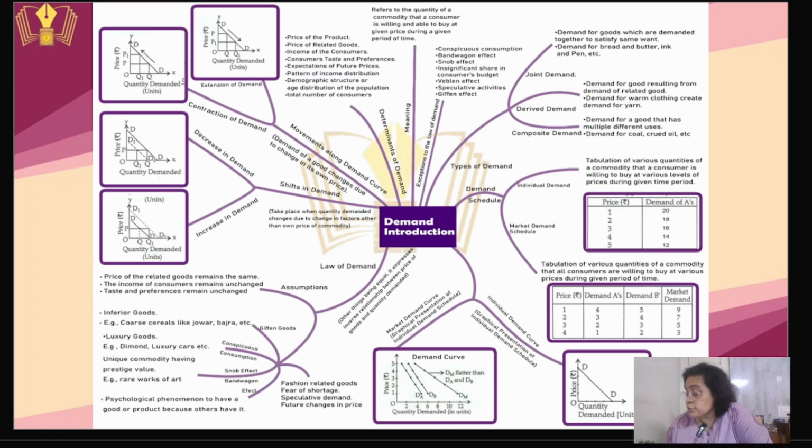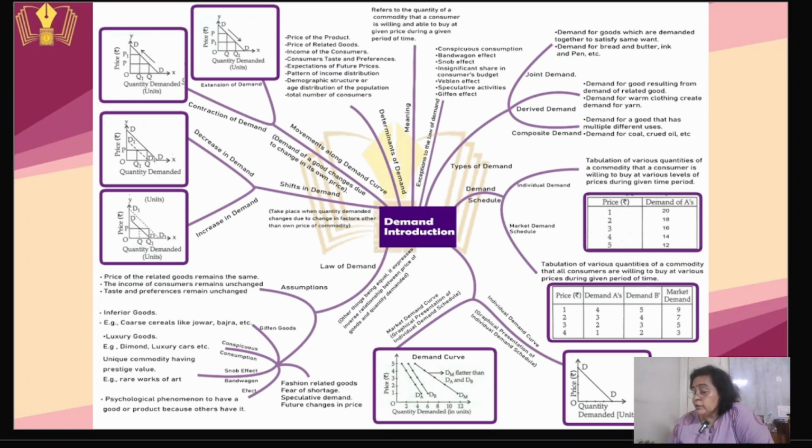When the price of this good falls, this consumer may decrease his purchase of this good in order to show that he no longer belongs to that class of poor people. Then say insignificant share in the consumer's budget. If a commodity occupies an insignificant position in the total budget of the consumer, variation in its price may leave the demand for the commodity unaffected. So salt is an example of this type of commodity.